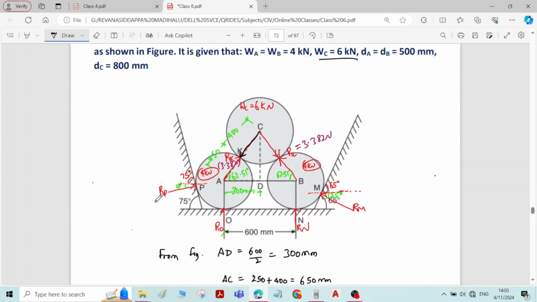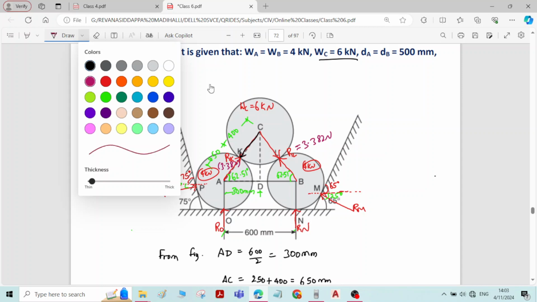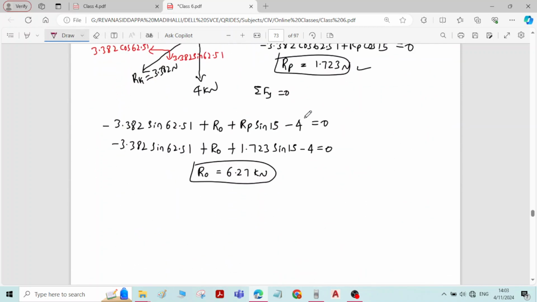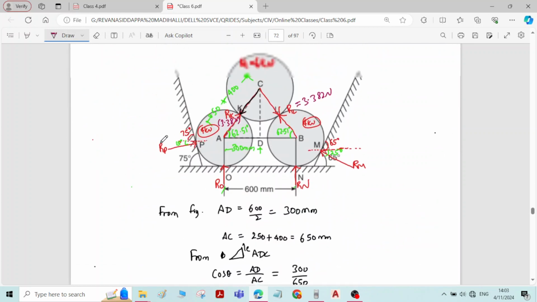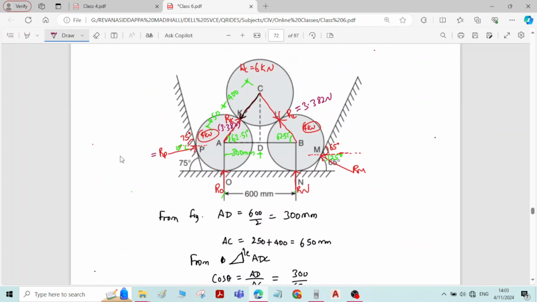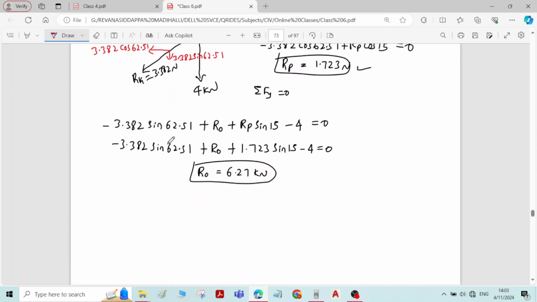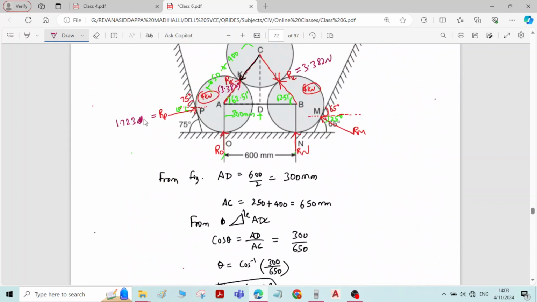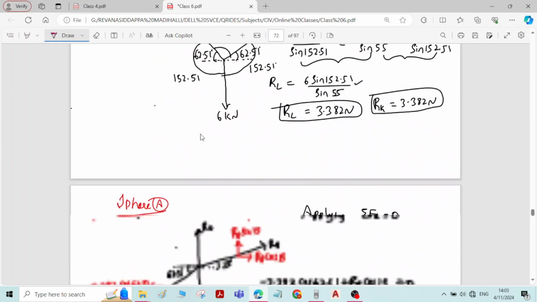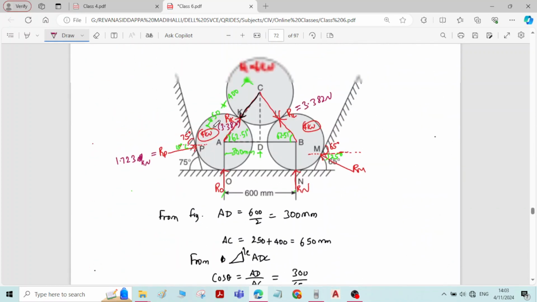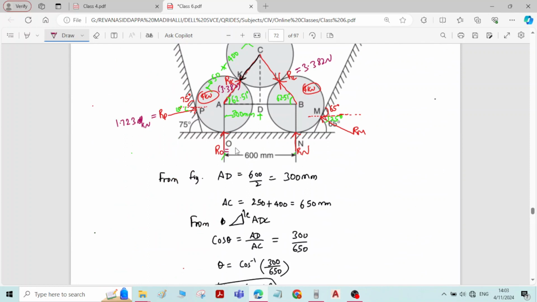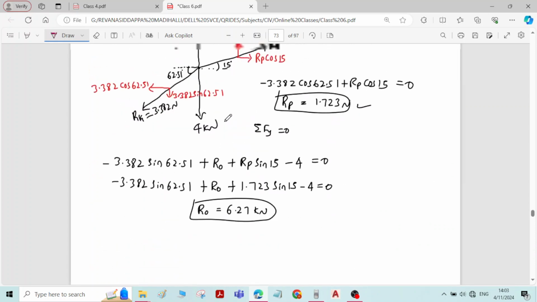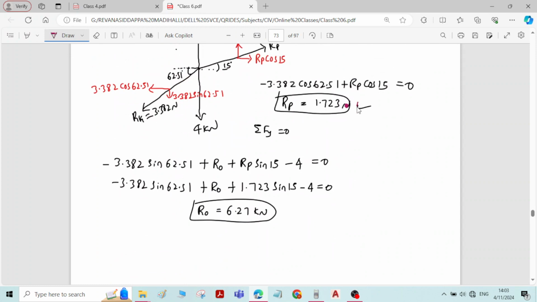Now we got RP and RO. Let me write the answers. RP is equal to 1.723 Newton. RO is equal to 6.27, sorry, it is not Newton, kilonewton. RO is equal to 6.27 kilonewton. This is kilonewton here.